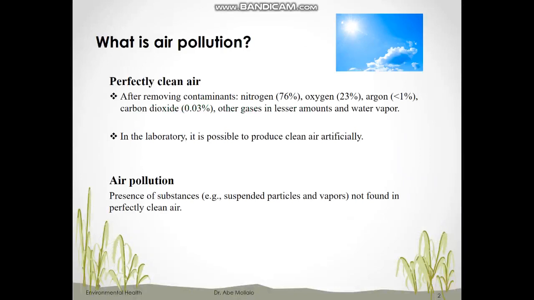If we use filtration and some other sophisticated methods to remove air contaminants like dust, dirt, smoke, pollen, microbes, and chemicals, then we end up with nitrogen almost 75%, oxygen almost 23%, argon less than 1%, carbon dioxide almost 0.03%, and other gases and water vapor in lesser amounts. These percentages are actually weights. That's the definition of perfectly clean air.